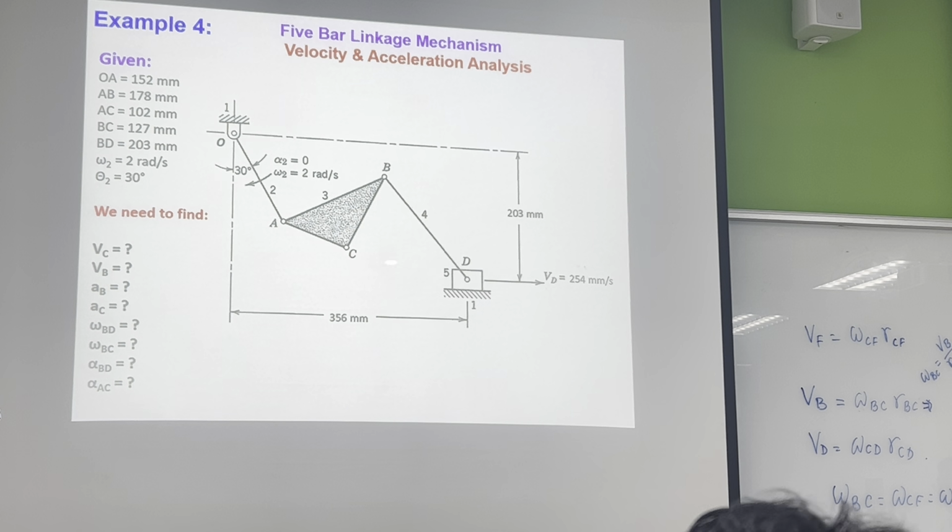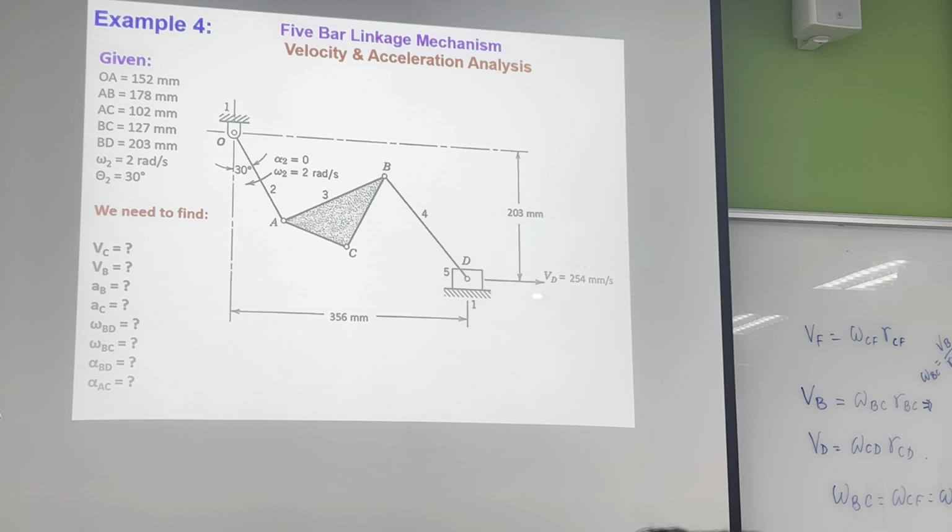Our objective is to find the velocity at point D, acceleration at point D, and also velocity at point B and velocity at point C. And now for your information, our link OA has a rotational motion in relation to O, and our piston D has a translational motion, it can go left and right.